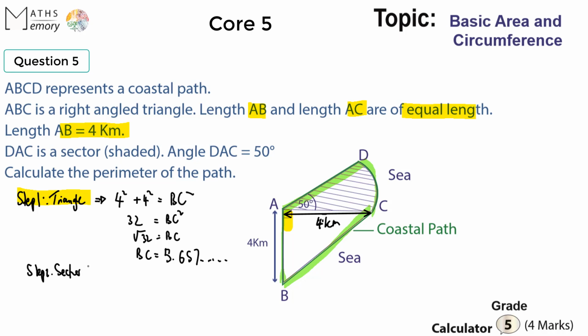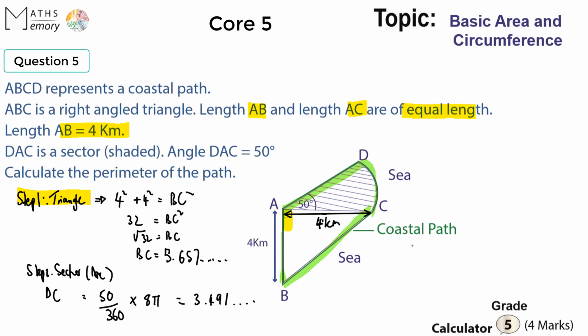Now the sector is just the arc. We want the arc of DC, okay? So DC is what we want to find out over here. You should understand this: it's always the angle, which is 50 in this case, over 360 times pi d. If AD or AC are both 4, the diameter is double, which is going to be 8 pi. If we do this, we get an answer of 3.491, and it keeps going on.